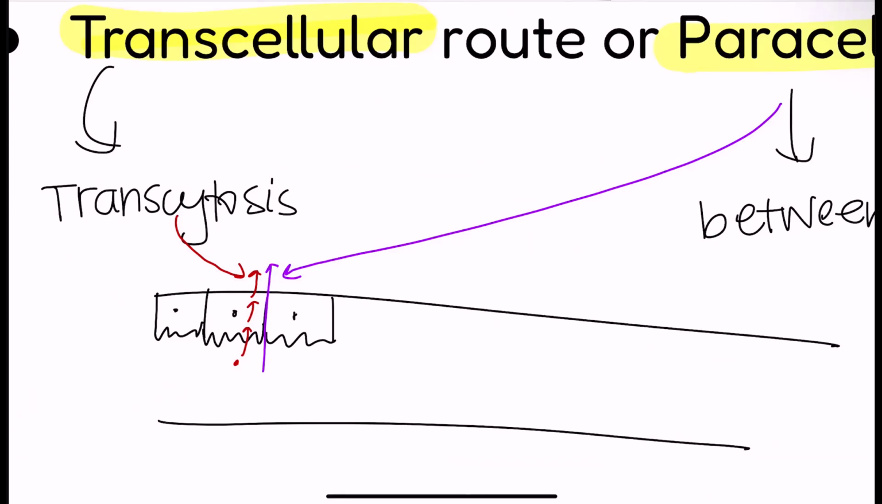Paracellular routes can be only for substances that are small enough and have the right properties. Things like calcium, magnesium, sodium, potassium, that kind of stuff. Because these cells are joined by tight junctions, so we kind of have to make sure that those things are small enough.